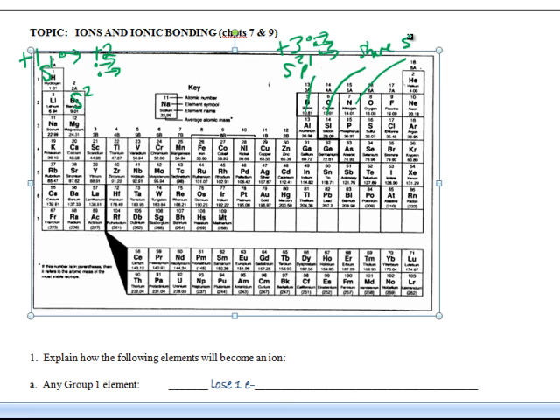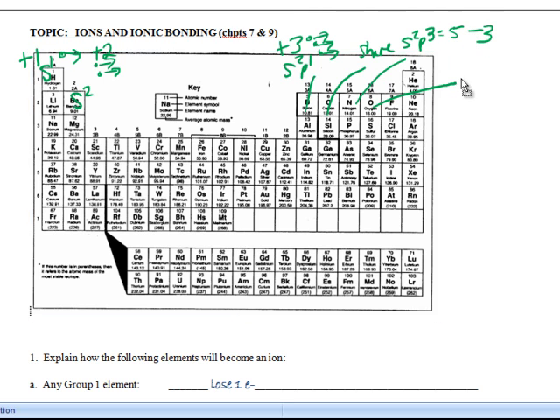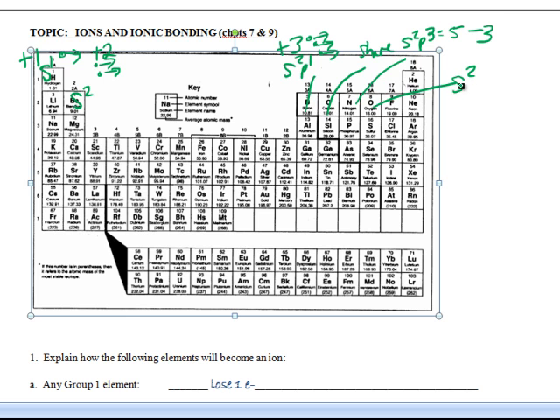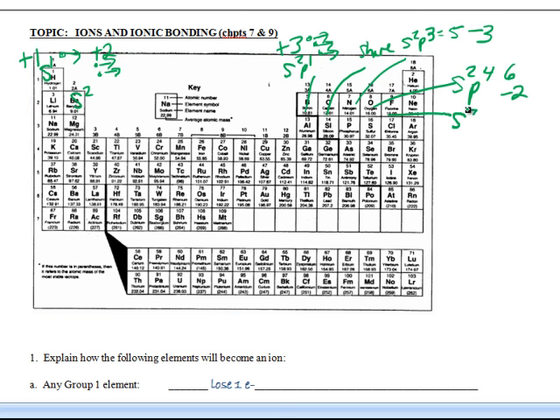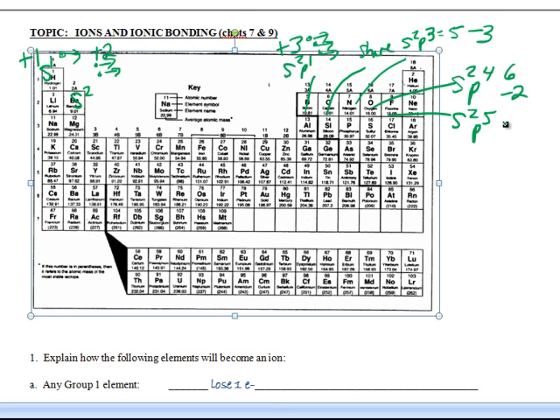Nitrogen's got S2P3. That's 5 valence electrons. If you have 5, you want to get 3 more, so they're going to gain 3. Oxygen has S2, P4, anything in that group. The 2 and the 4 is 6, and that means you're going to gain 2 electrons. And finally, these guys end in S2, P5. So they have 7 valence electrons. That means they're going to gain 1.